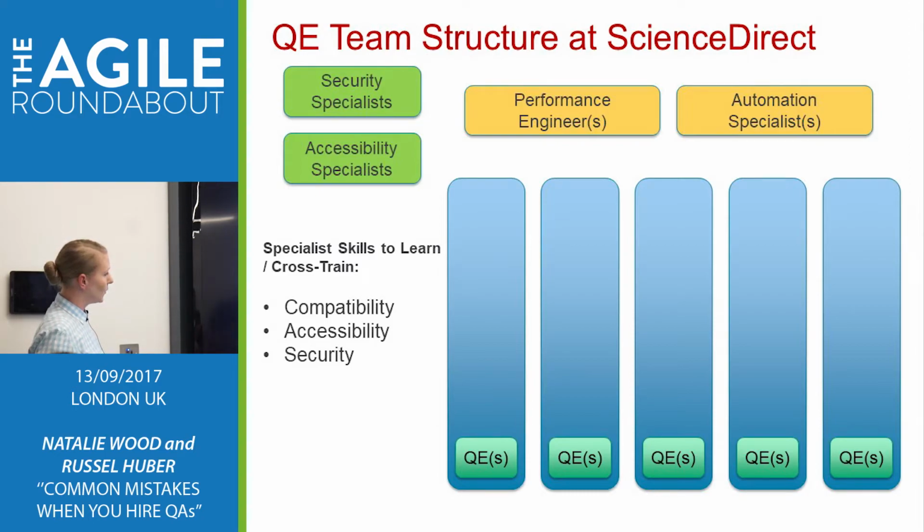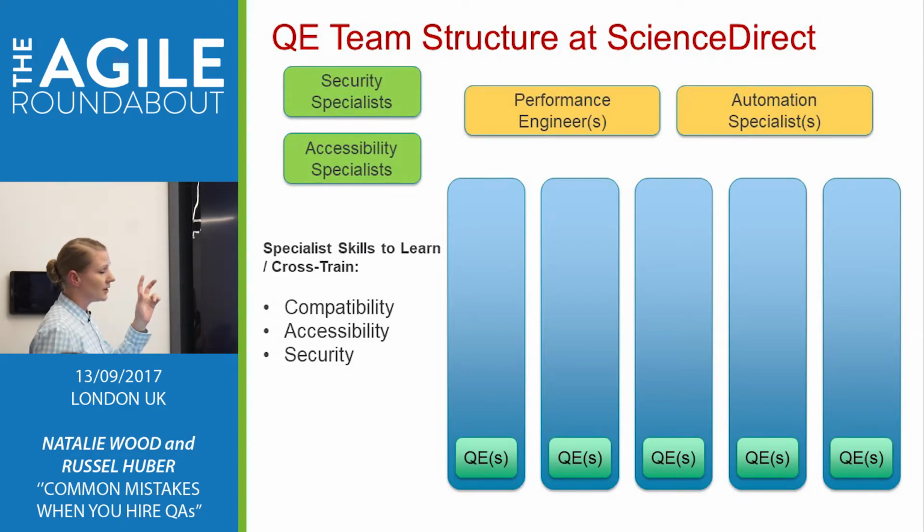Now, the way that this works is that the quality engineers are responsible for the quality of everything that happens in that team, but they engage with these cross-team folk when they need to. But the really important thing is they don't just engage and hand the work over the fence. They don't just bring in a performance engineer and say, we need to do some performance testing, do it, and then give us the results. They work with them, they pair with them, and they learn how to do some aspects of that role themselves.